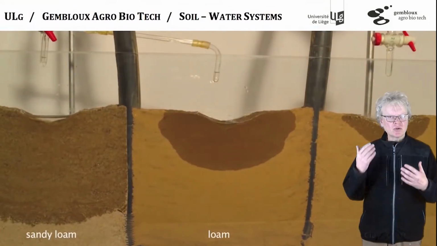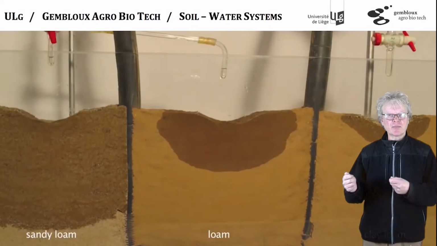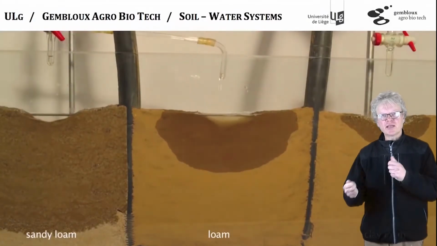It makes sense. You can do a thought experiment: get a bucket of sand and a bucket of clay, pour water into each of those. You know which one's going to move more quickly. Okay, that's infiltration. And if you know the infiltration rate and the rainfall rate, you can predict whether or not you're going to get runoff.